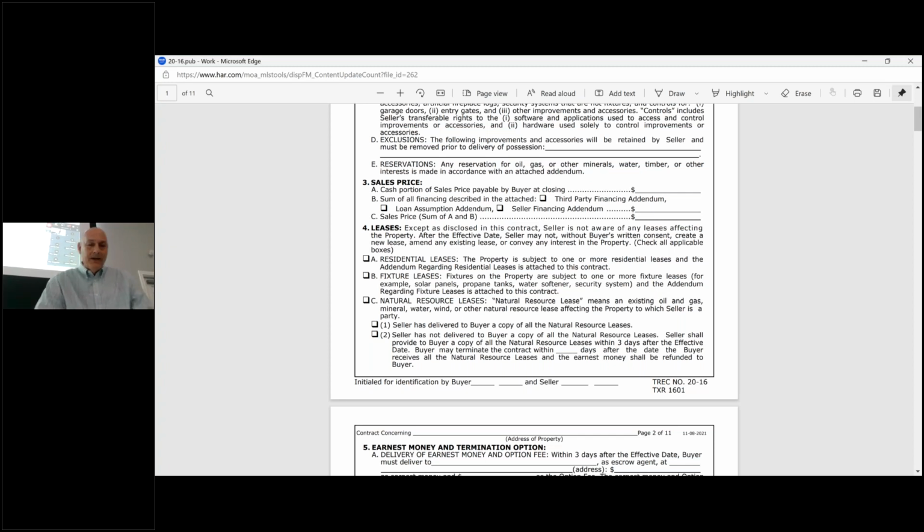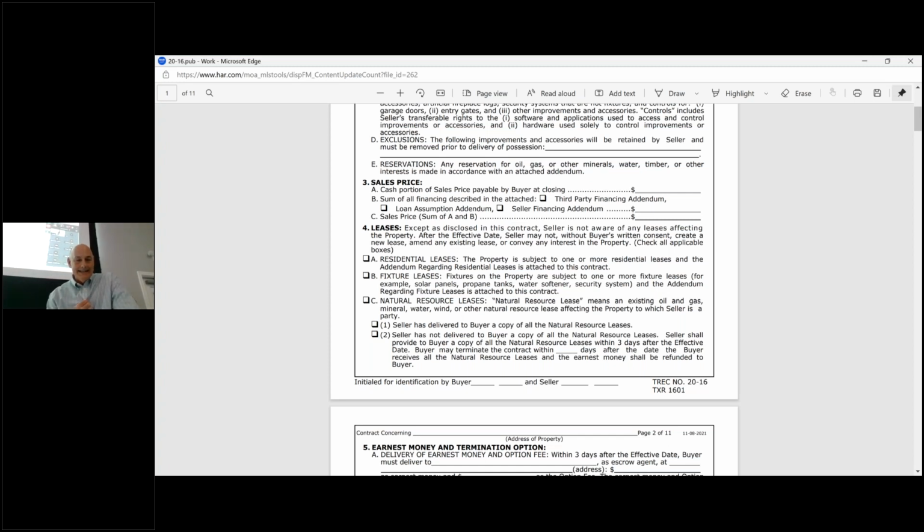Sale price, number 3. The cash portion of the sales price payable by buyer at closing is blank. Then, how much financing is involved? Is it going to be third party? Is it going to be a loan assumption? Is it going to be seller financing? You put in the amount, you add A and B, and it equals what? The sale price. That's right, C. The contract sale price. So make sure the math adds up. And if you're using the form in one of our electronic platforms, it will force the math to work out. It'll let you know if you've got something wrong.